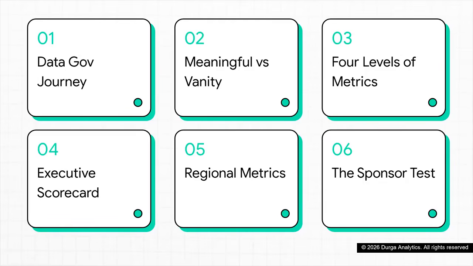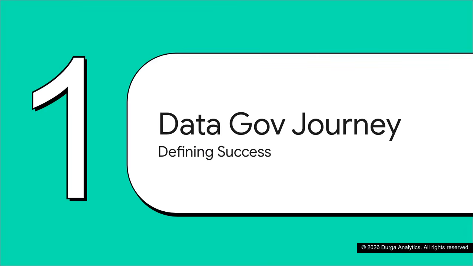So here's our mentor's blueprint for today. We'll start with the data governance journey, then look at meaningful versus vanity metrics, explore the 4 levels of metrics, figure out how to build the executive scorecard, dive into regional metrics that matter, and finally, we'll talk about passing the sponsor test. All right, let's jump straight into Section 1, the data governance journey.